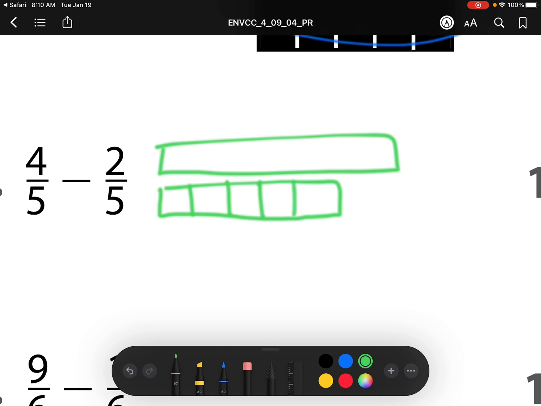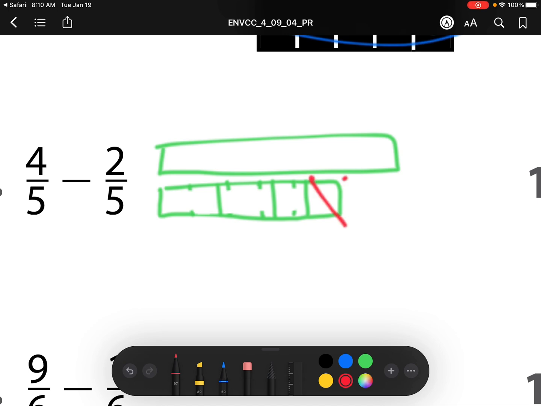So here we have 4/5, and we're taking away 2. Oops, I did that wrong. I have 5/5, and I need 4/5. Let me start that over. So we'd have 1, 2, 3, and there's our 4/5, this missing part over here. That's much better. Okay, and we're taking away 2/5.